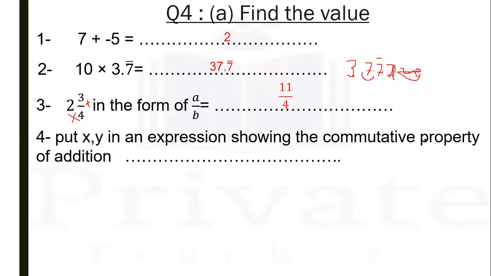Now look at this one. Put x, y in an expression showing the commutative property of addition. Commutative property of addition. Firstly, because it is addition, that means we are going to use the addition operation between the x and y. And the commutative property means changing the order of the numbers. For example, firstly, we are going to write x plus y. This is addition of two numbers. Then it will be equal to y plus x. So this is the commutative property.